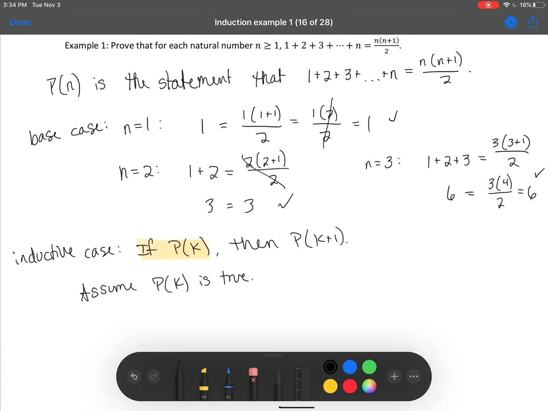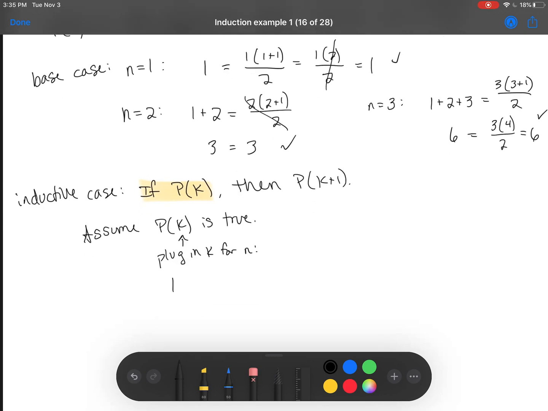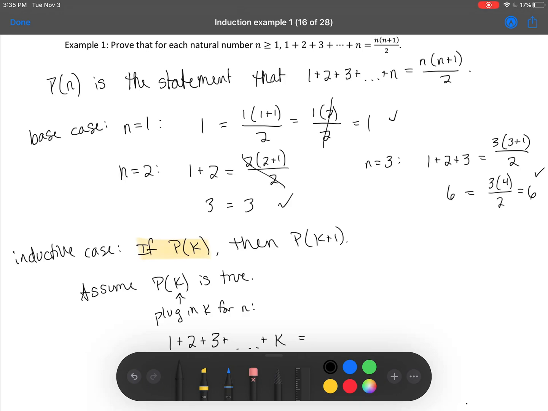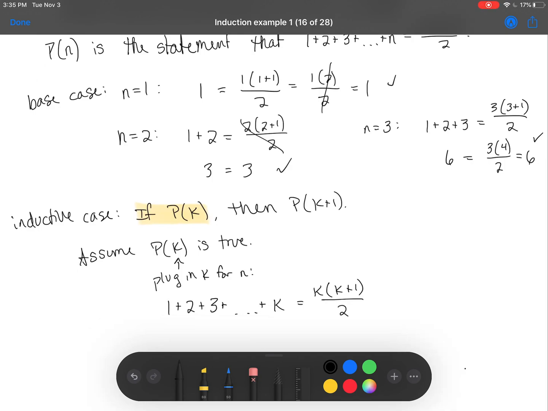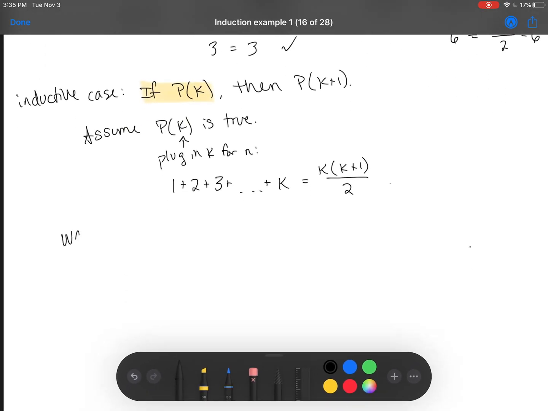Well, what does that mean? That means going back up here to our statement and plugging in k for n. What does that look like? That looks like we have the sum of the numbers 1 through k on the left-hand side, and on the right-hand side, replacing that n with a k, it would be k times k plus 1 over 2. Now what we want to show is that the conclusion, which is P of k plus 1, is also true. What does that mean in this case?